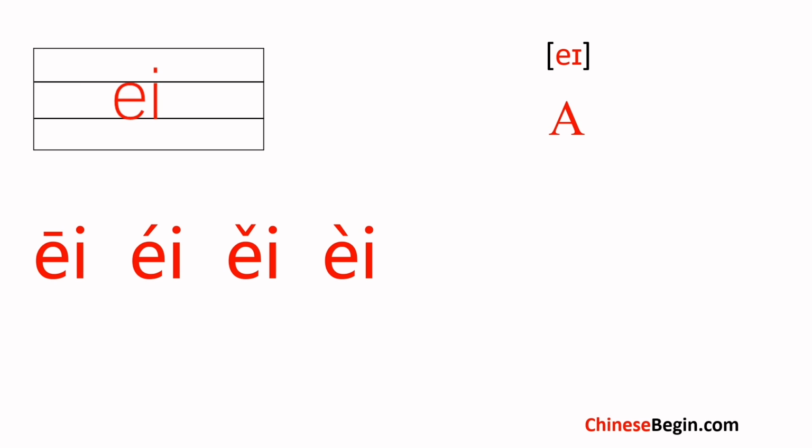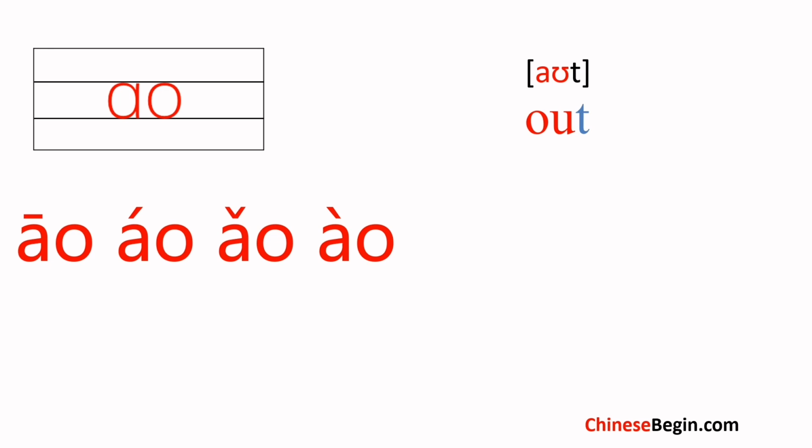Next one, ei, is composed of e and i. It sounds like letter A. Okay, read after me. Ei, ei, ei. Ao is composed of a and o. It sounds like "ow" of "out". Okay, please read after me. Ao, ao, ao, ao.